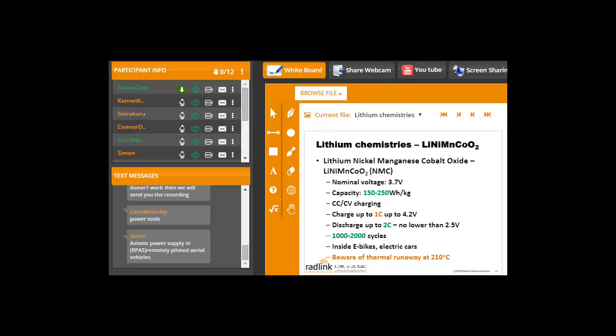The upside of this particular product is that it has between 1 to 2,000 cycles. So that translates to about 2.5 to 5 years' worth of daily usage. So these are good for electric bikes, electric cars. But once again, there's a bit of a thermal runaway problem at 210 degrees C.